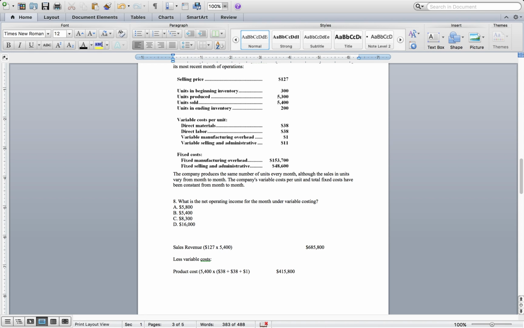And then the next part you want to take out is the variable selling and administrative expense. That one is just a flat amount. It's $11, again multiplied by the 5,400 units sold. So we have here, that'll be 59,400.